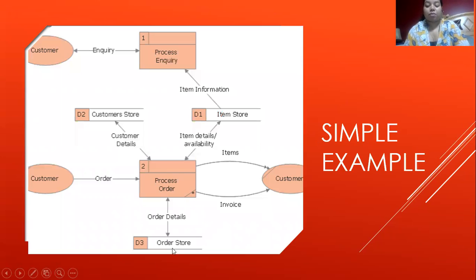And this is just a simple example that I found where a customer was buying an item. The customer makes an inquiry, and then the system processes that inquiry, and then it goes to the item store, which has the item information. Then there's the customer store, and then the customer details, and then the customer orders whatever item she or he wants, and then the order gets processed, and then the order details go to the order store, and then the items and invoices are sent to the customer.